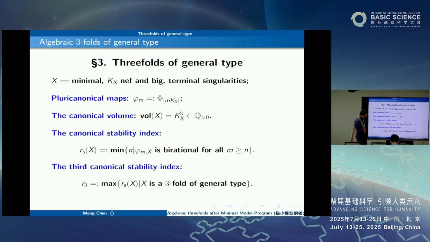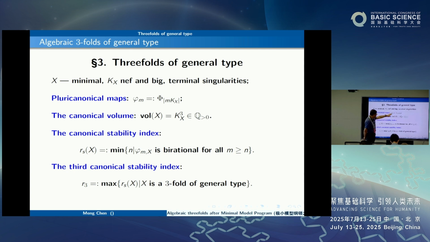So this is nothing but the minimal positive integer n, so that for any m larger than n, the phi_m is birational. So this is a birational invariant for any minimal model. That means if you have two minimal models X1 and X2, if they are birationally equivalent, then this number is unique. This is only determined by the birational class. So this is a birational invariant.